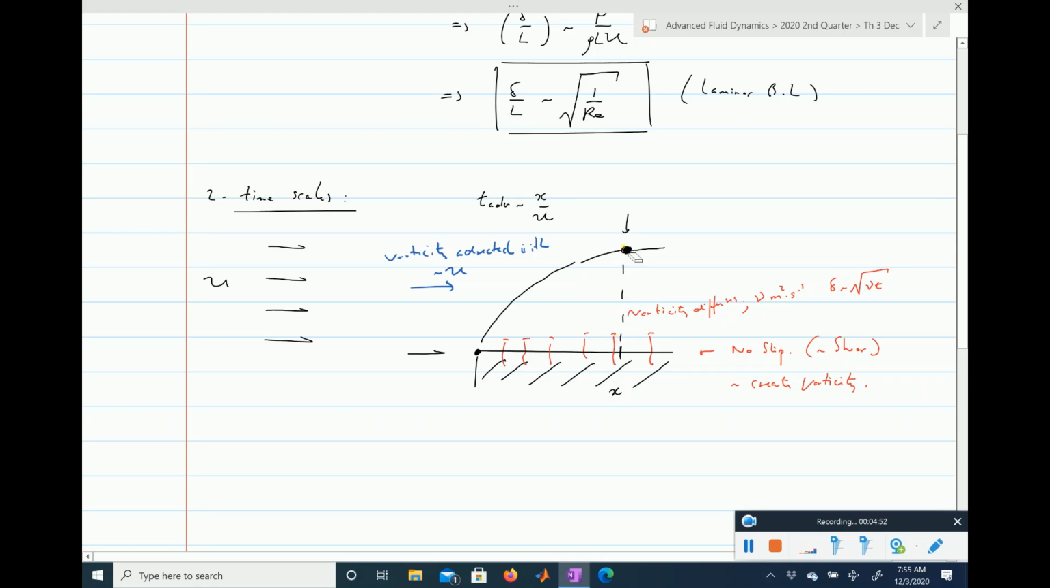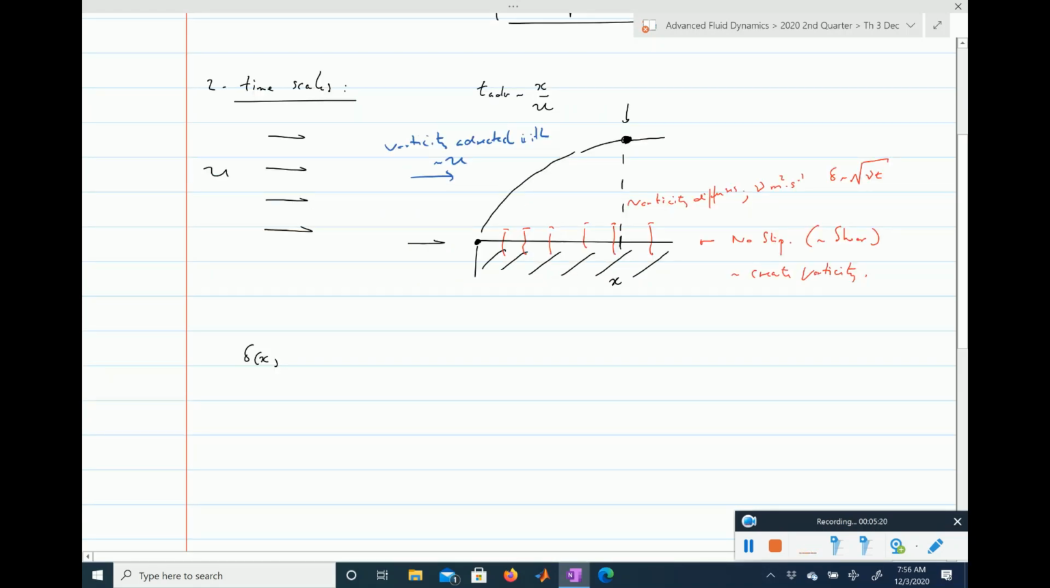Well, you have to think that the vorticity which is here was created here. So it was the vorticity created here, which diffused a little bit into the bulk and then continued diffusing while being advected and eventually ended up here. So the time scale for this process will be the advective time scale, x divided by u. If you replace this time t by x divided by u, you get a scaling for your boundary layer. Delta x will scale with the square root of nu times x divided by u.